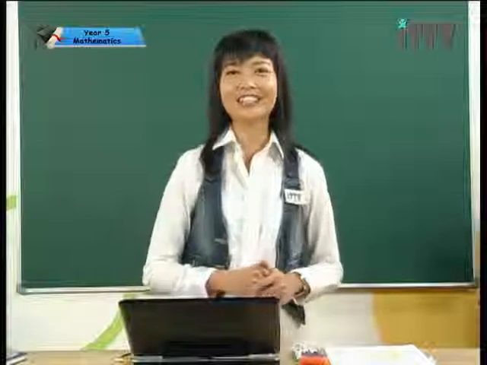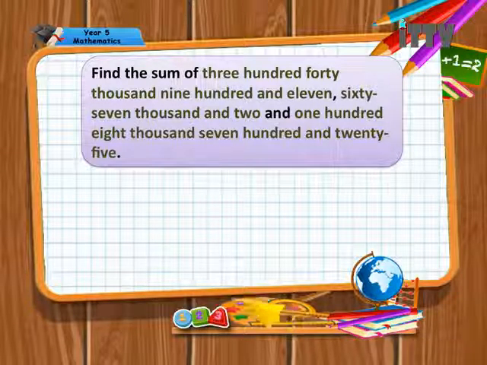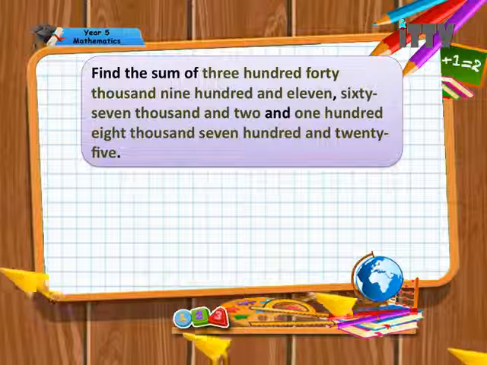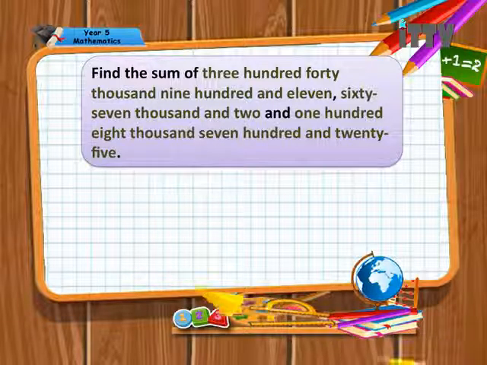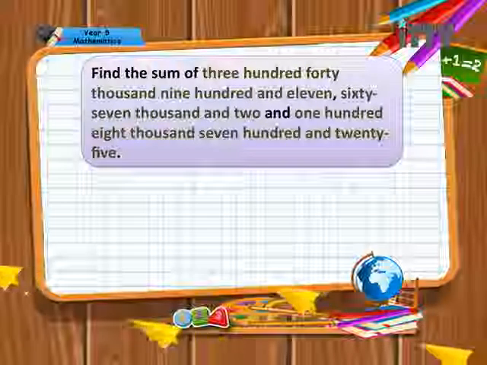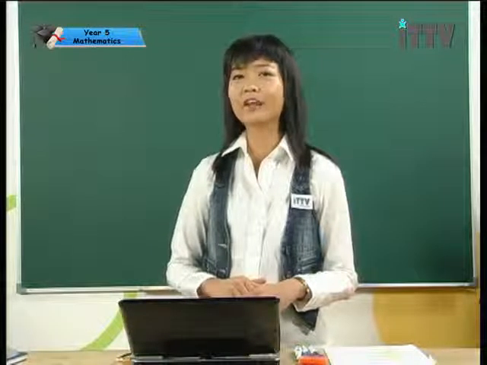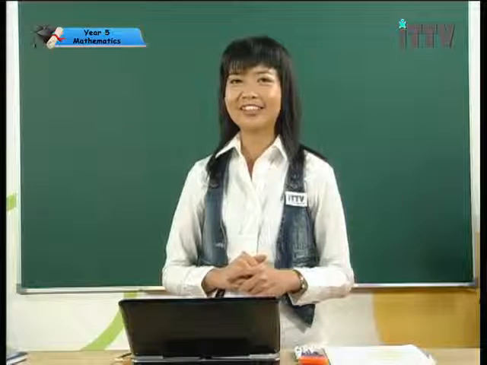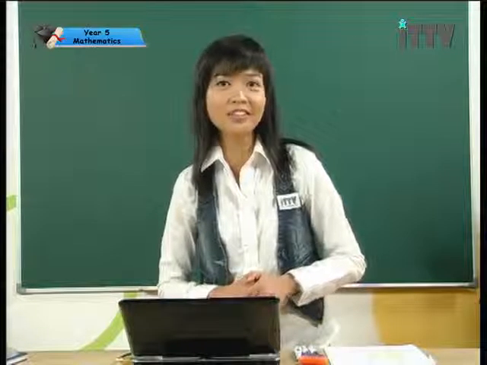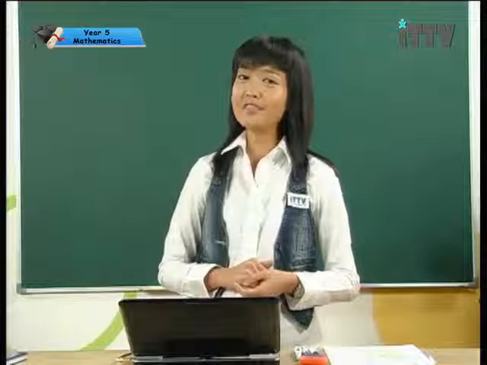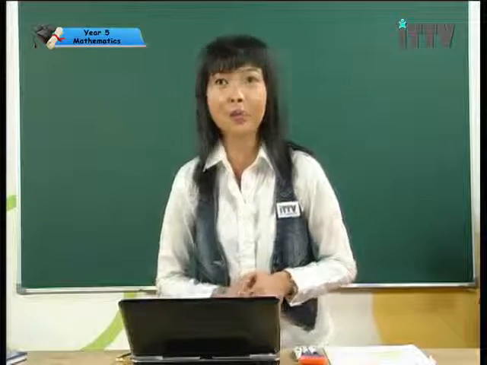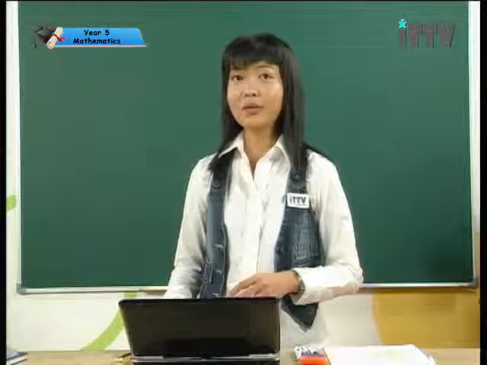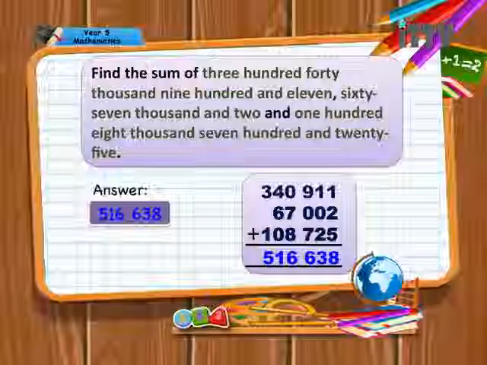Okay, third question. Find the sum of 340,911, 67,002, and 108,725. Okay, a lot of words. How did you solve it? Did you write all of them down in numerals? Well, we have learned that in our previous lesson. I believe it was lesson number 1. So, you have to write them out in numerals and it will look like this.